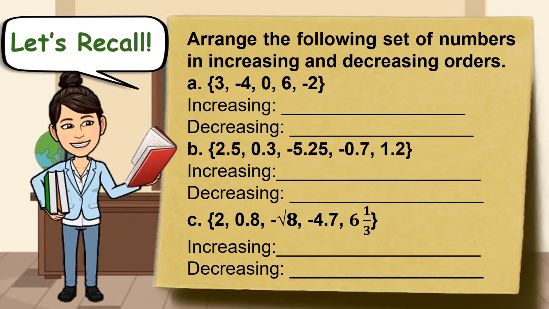-4.7, and 6 and 1/3. I repeat, 2, 0.8, -square root of 8, -4.7, and 6 and 1/3. I will give you 2 minutes to answer this activity.